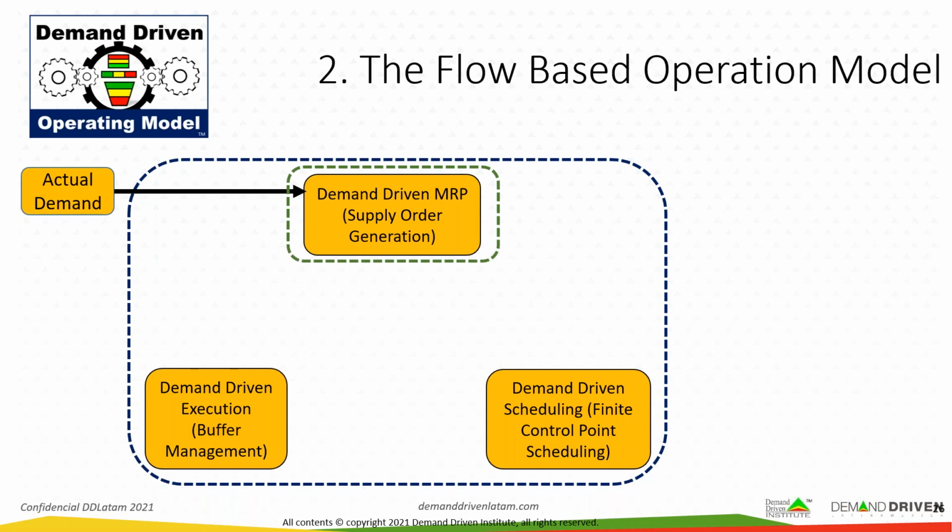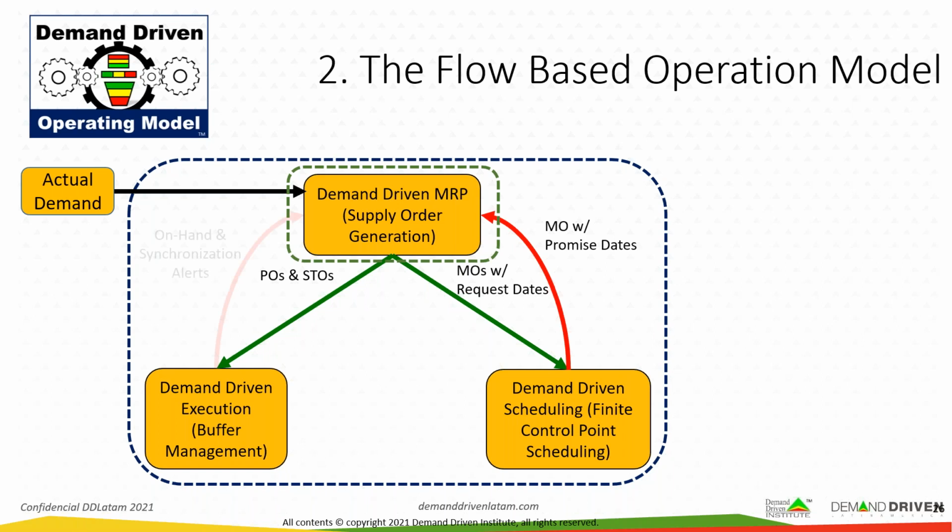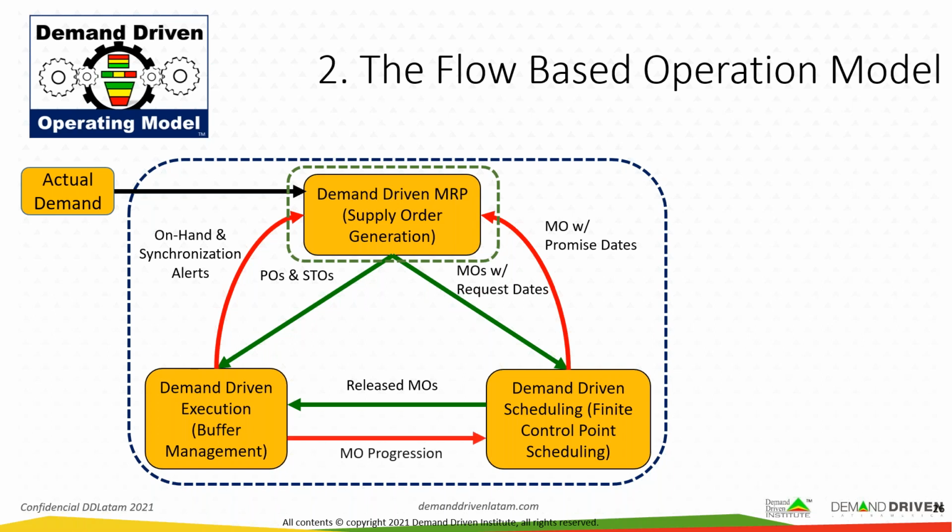So we take actual demand into our supply order generation engine called DDMRP, and out comes our purchase orders and stock transfer orders, our manufacturing orders. Now, those manufacturing orders go out to some kind of a finite control point scheduling. It could be a drum buffer rope scheduler. It could be a process flow scheduler. It could be a rhythm wheel scheduler. It could be an optimization scheduler, whatever makes you happy. But it's only finitely controlled at the control point. We get the promise dates back. We get our buffer statuses back. And of course, we've got to monitor the progression of our work orders.